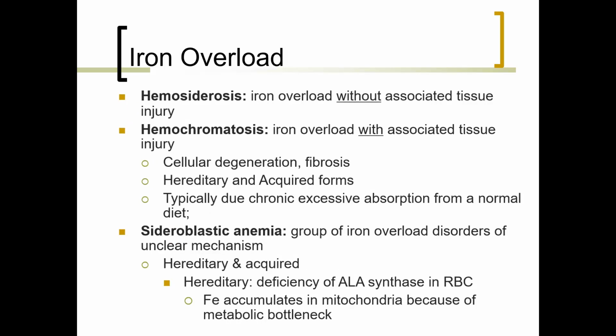Iron overload, you have hemosiderosis. Iron overload without associated tissue injury. Hemochromatosis is iron overload with associated tissue injury. You have cellular degeneration, fibrosis. There are hereditary and acquired forms, typically due to chronic excessive absorption from a normal diet.